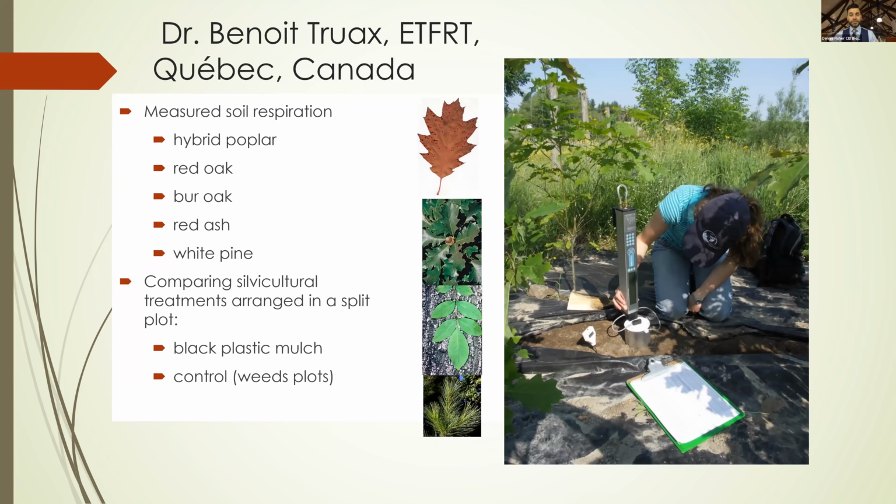So the Eastern Townships Forest Research Trust is using the CI-340 for things like a study on the utilization of multi-species plantation in the agricultural landscape. These species include hybrid poplars, red oaks, bur oak, red ash, white pine, as well as in comparing different silvicultural treatments arranged in split plots, including things like black plastic mulch and control with weed plots.